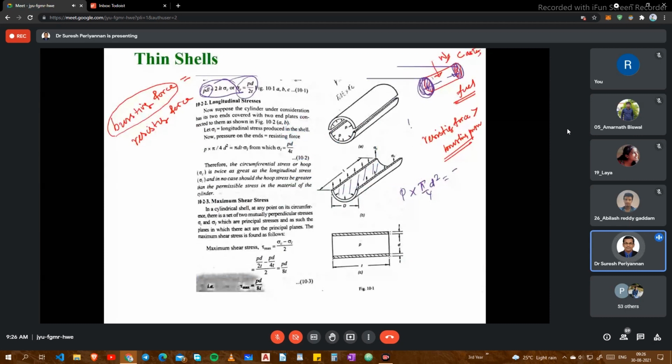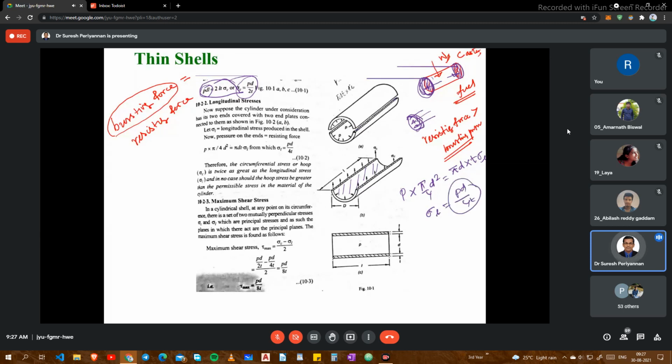Now I'm considering this end, this thickness of the cap, because now the longitudinal force is acting here. Longitudinal stress, P with the effect of the fluid. Now P into pi by 4 D squared equals pi D T sigma L. This circumference area is pi D into thickness T. Now we are able to find out sigma L, the longitudinal stress, equal to PD by 4T.